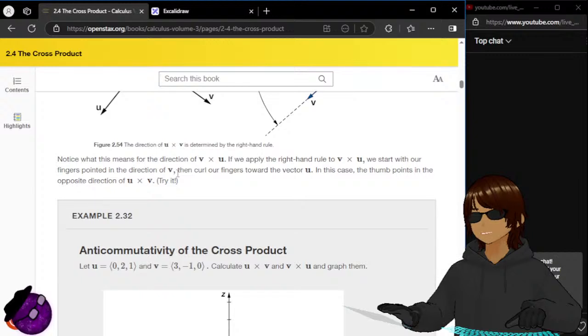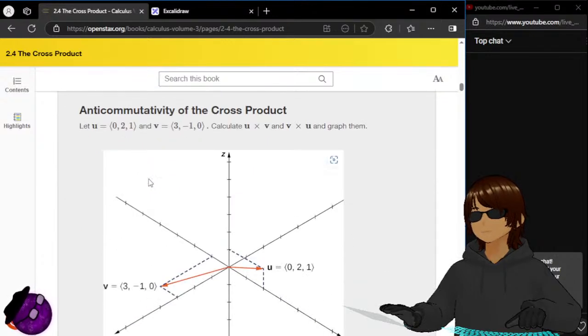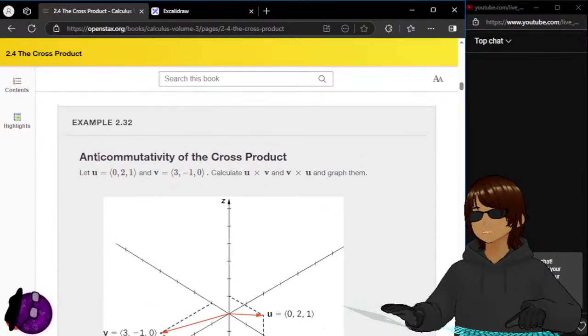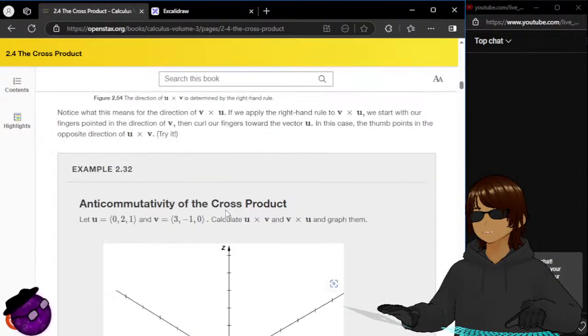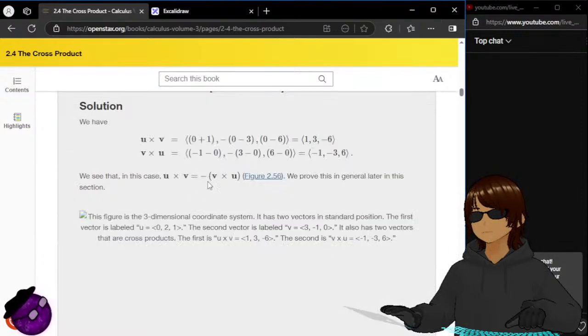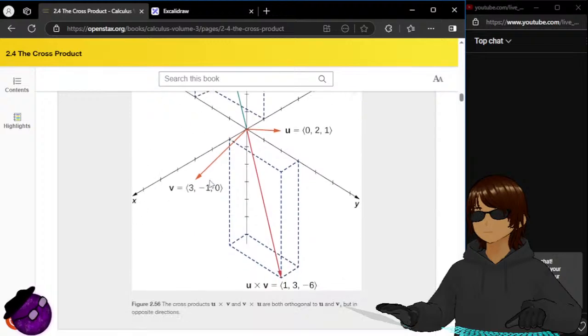Notice what this means for the direction of v cross u. If we apply the right hand rule to v cross u, we start with our fingers pointed in the direction of v, then curl our fingers towards the vector u. In this case, the thumb points in the opposite direction of u cross v. This is the anti-commutativity of the cross product. So u cross v and v cross u give different products. They just face in the opposite direction, right? Yeah.